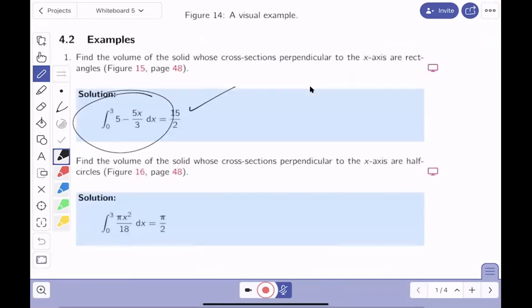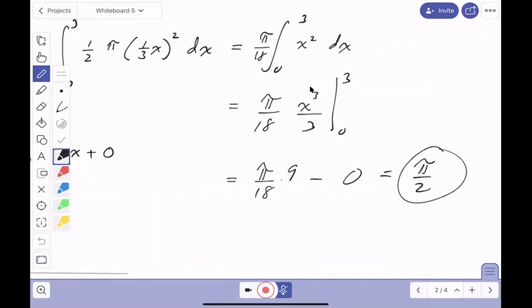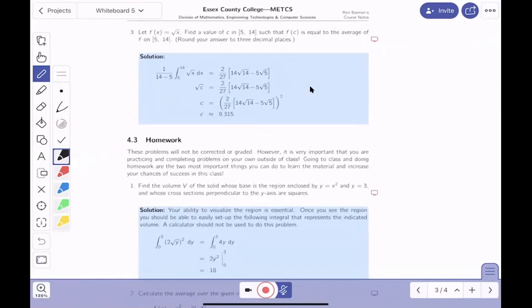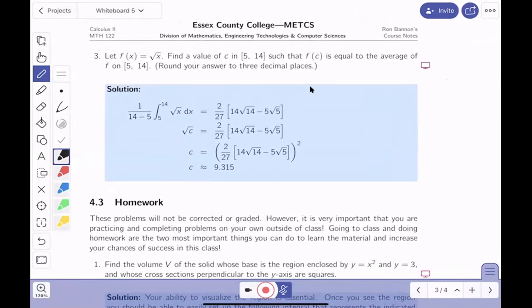Let's go back, see how we did. Okay, I'm seeing it. Let me make sure I did that page. The next page. And number 3. Number 3 says let f of x equal the square root of x. Find the value c in the interval between 5 and 14 such that f of c is equal to the average of f on 5 to 14. So I want to do f average first.